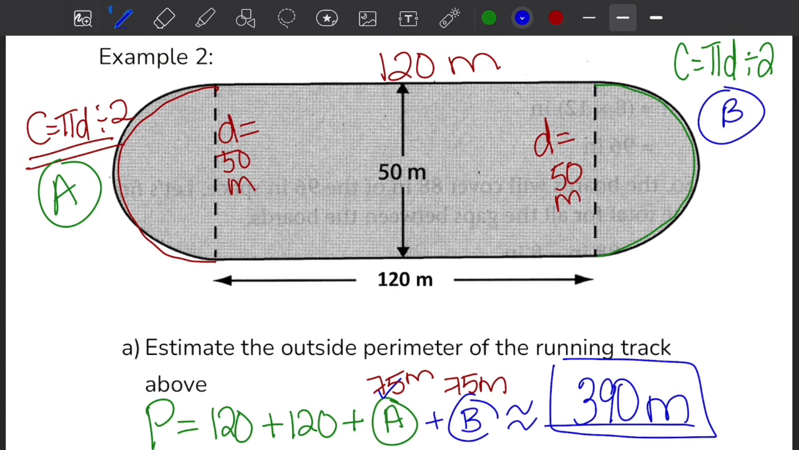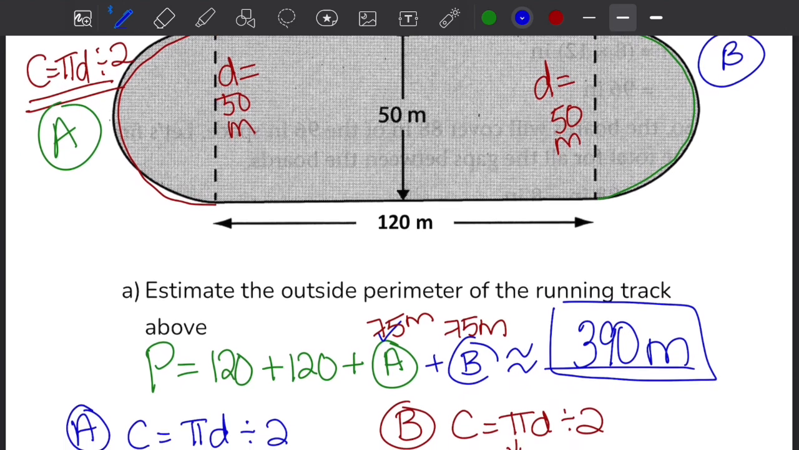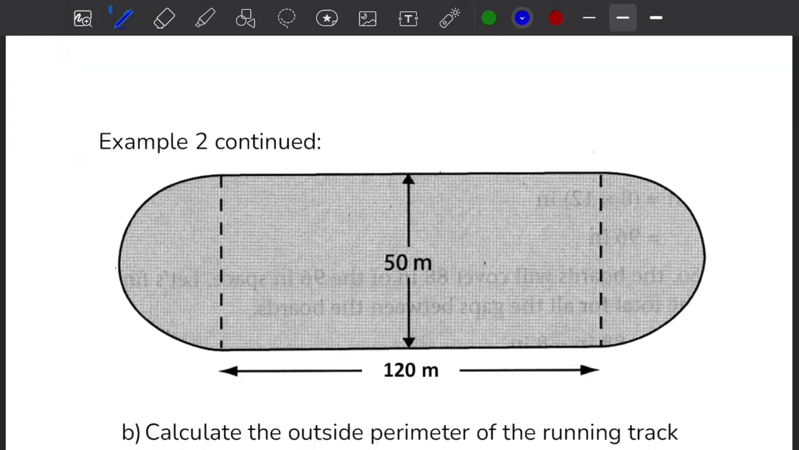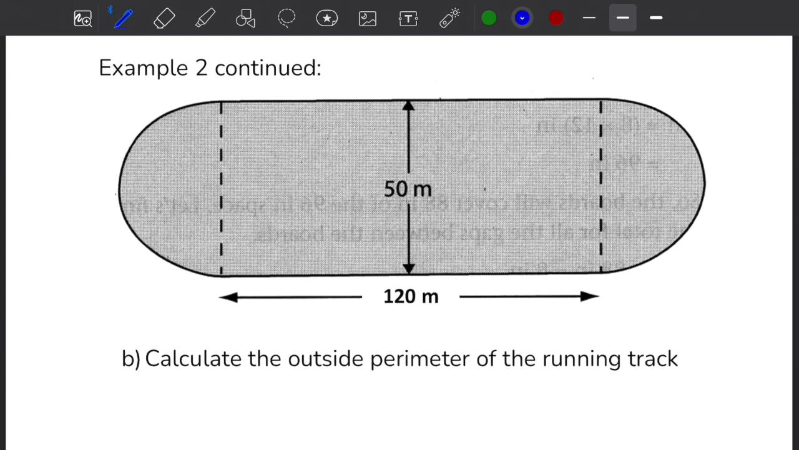Okay? So now what we're going to do is we're going to calculate the exact perimeter of this running track. Now, I highly encourage you to pause right now and try this on your own before you watch me solve this problem, because we already have a plan and we're going to use the same plan here again. Just instead of using pi is around 3, we're going to use the exact value for pi, which is the pi button. So go ahead and try it.